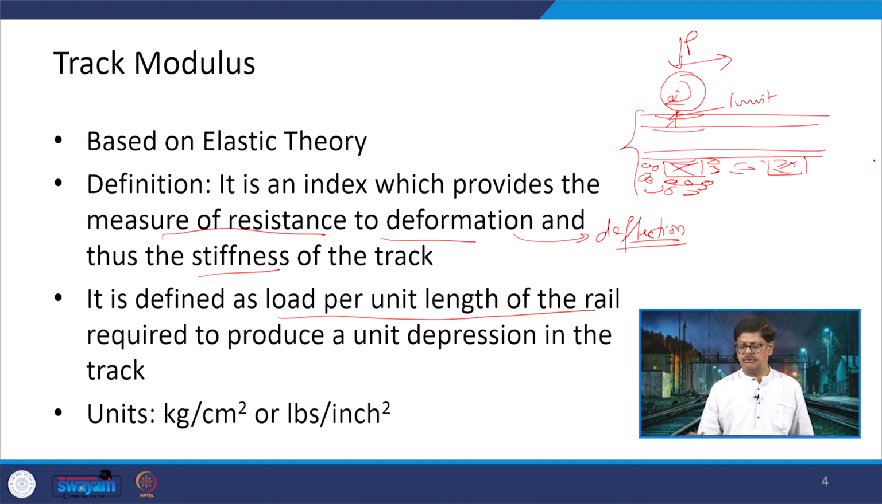In the total rail length provided, it may be a 13-meter long rail. When we talk about this 13-meter long rail, whatever the total deflection is, we take it as an average condition with respect to the whole length. That is why we divide by 13 meters, so it will be a unit length of the system. And what are the units? The units are kg per centimeter square or pounds per square inch.